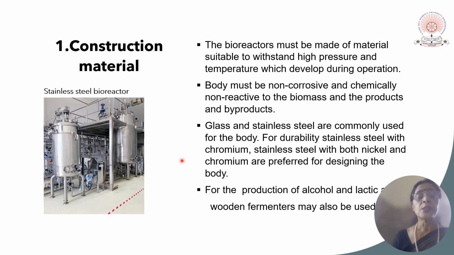One important aspect of the construction of the bioreactor is the material which is used for the body of the bioreactor. It may be glass, it may be stainless steel, or it may be wooden. For the production of alcohol and lactic acid, wooden fermenters may be used. But mostly in the industry, stainless steel fermenters are used because of their durability, and stainless steel may be mixed with some amount of nickel and chromium to produce a stronger and more durable body of the bioreactor.